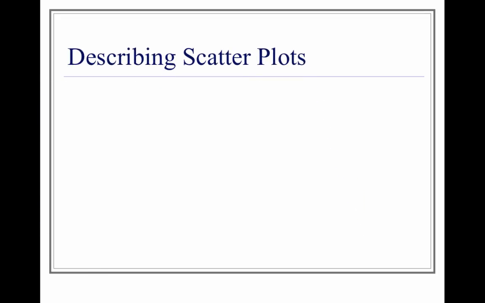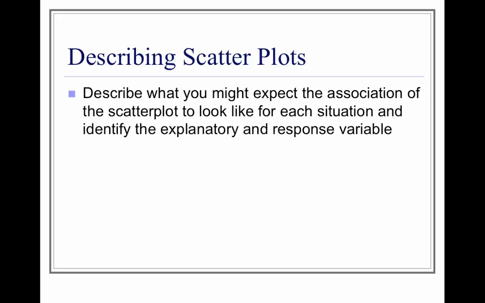So trying another example, I want to describe what you might expect the association of the scatter plot to look like for each situation, and identify the explanatory and response variable. So I suggest that after I give you each situation, that you pause and try and see what you come up with on your own, and then of course I'm going to give you guys the answer regardless. I'm going to start by explaining the explanatory and response variable, and then describe what I think the association would look like. So our first situation is calories consumed and weight loss.